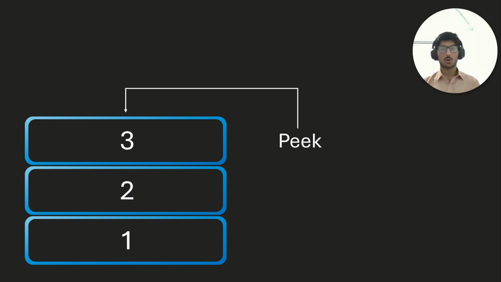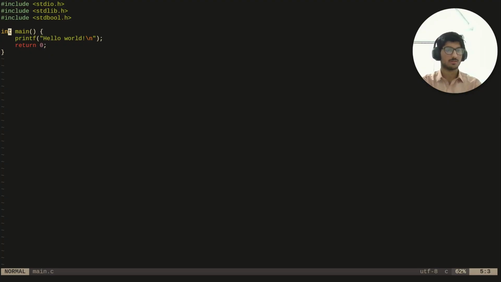So I'm going to go over how we can program a stack in C, a really basic stack, so we can understand how these operations work. So here I've got a simple hello world program. I've included stdio.h, stdlib.h, and stdbool.h because I like having booleans.